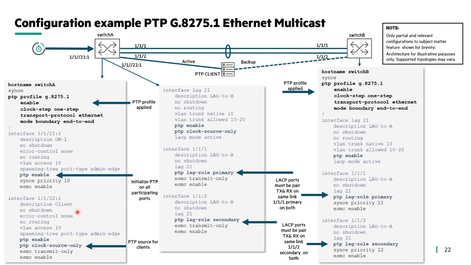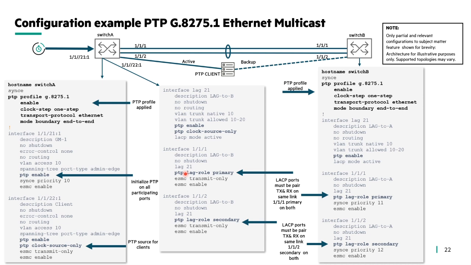Then the client port here, and this is lag 21, so we've done it on the lag here as well. And you can just see similarity on switch B where lag 21 has PTP enabled. Now the next step is obviously on this client port here, it's only a source only port, so we're doing that on this port here, which is a client port. It's a source only port, so we defined it as such. A lag 21 is also a source only port.